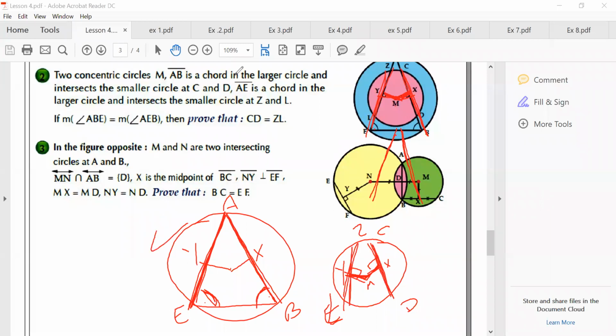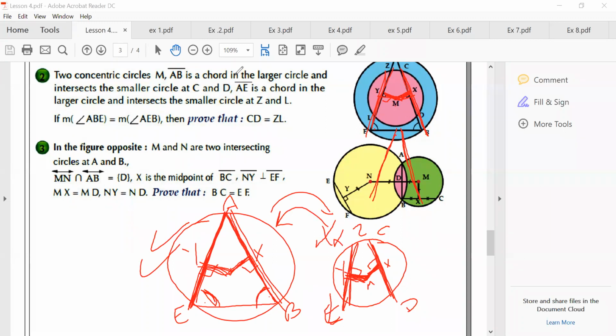Guys, this is the theorem and this is the converse of the theorem. The theorem says: if two chords are equal in length, then they are at equidistance from the center. Equidistance means the perpendicular distance. Here's the opposite: if two chords are equidistant from the center, then the two chords are equal. Vice versa, this is opposite to this one.